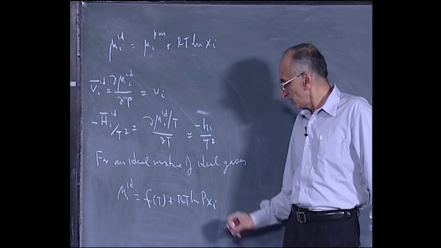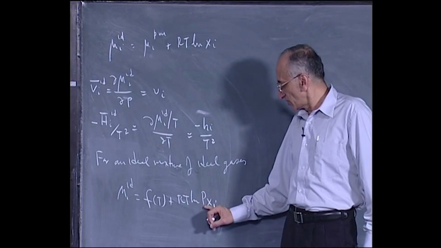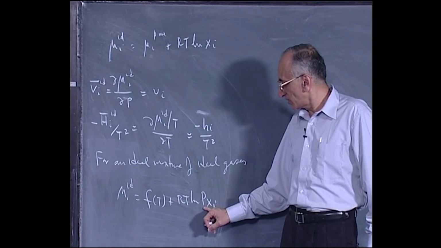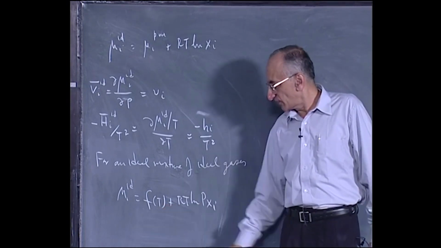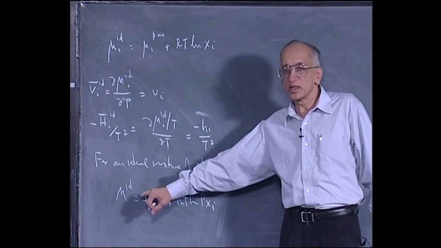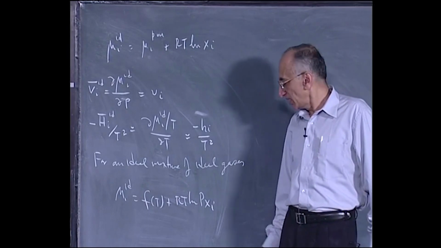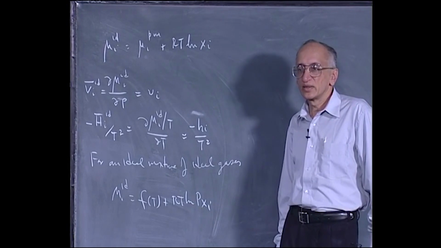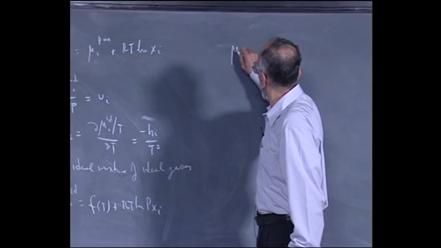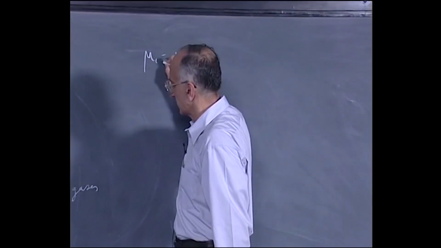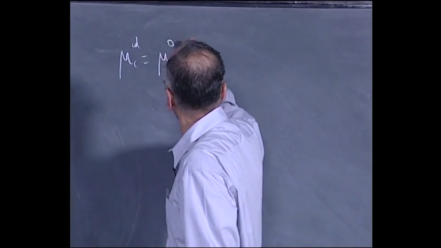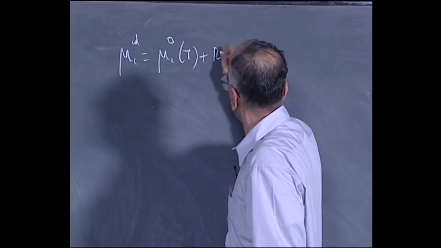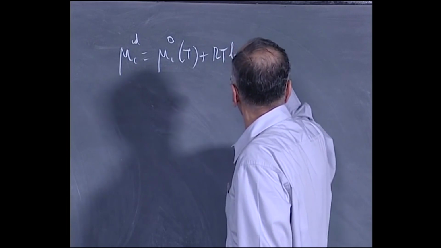We usually measure p in bars. So if you use those units, then when P is equal to 1 bar, you get f of t is simply mu I, the chemical potential of pure I at the temperature of the mixture at pressure equal to unity. So we write this as mu I is equal to mu I ideal, mu I 0 of t plus RT ln P xi.